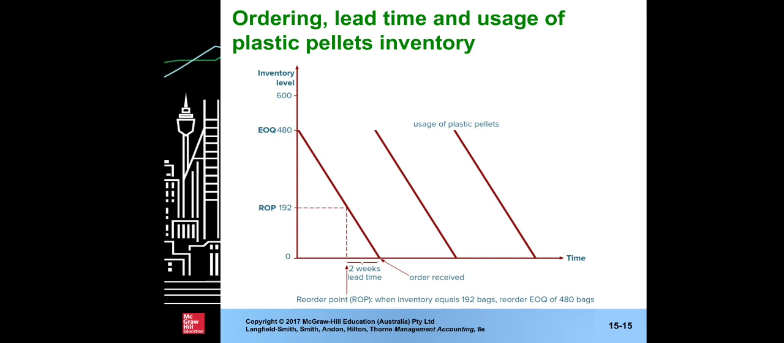inventories drop to zero. 2 weeks before the inventory drops to zero, the business should reorder. Okay, the reorder quantity is 480. Reorder point is 192. When the business has 192 inventories left, the business has to reorder.